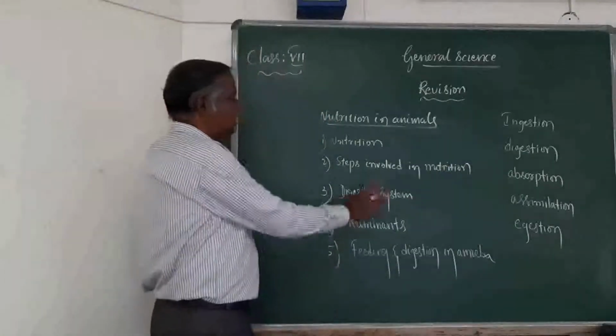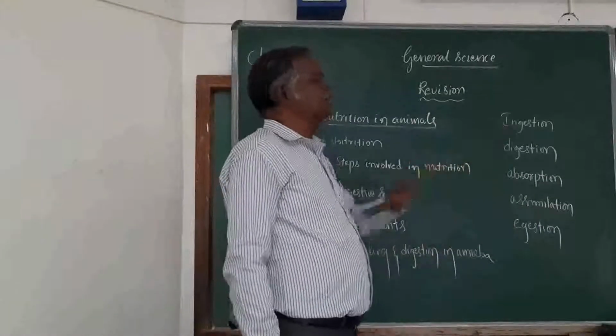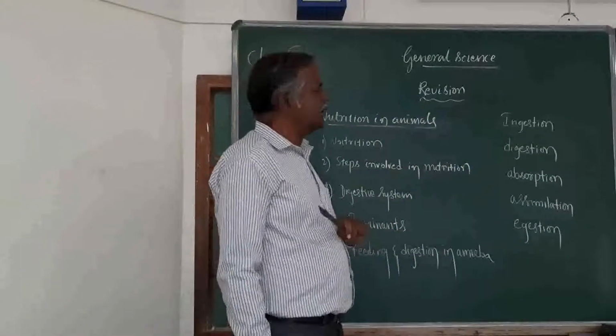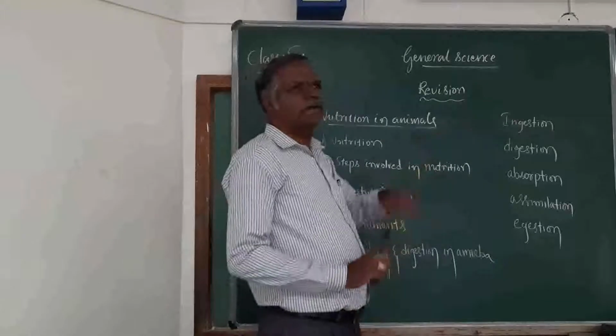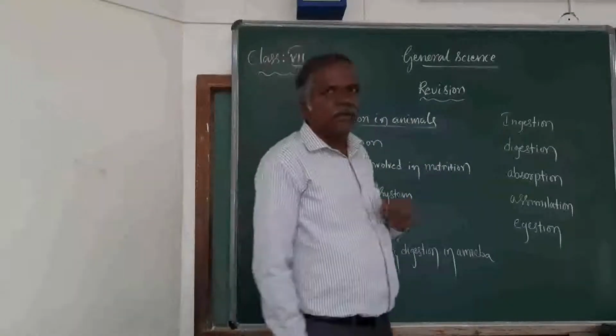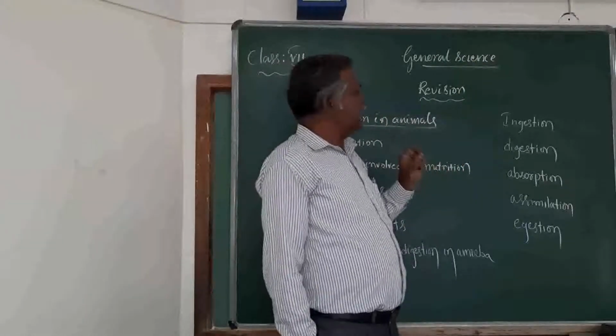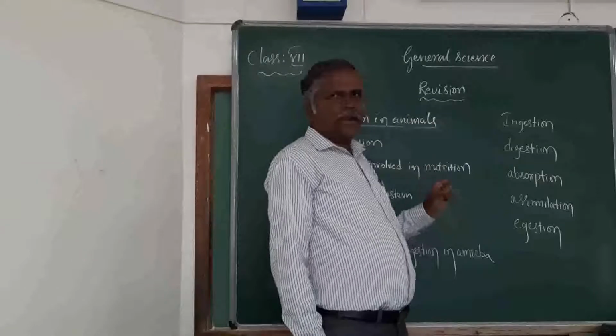Next, how does our digestive system work? First, food enters through the mouth, that is called ingestion, and afterwards it is chewed well with the help of salivary glands and teeth. Finally it is swallowed with the help of the food pipe. Then it goes to the stomach.